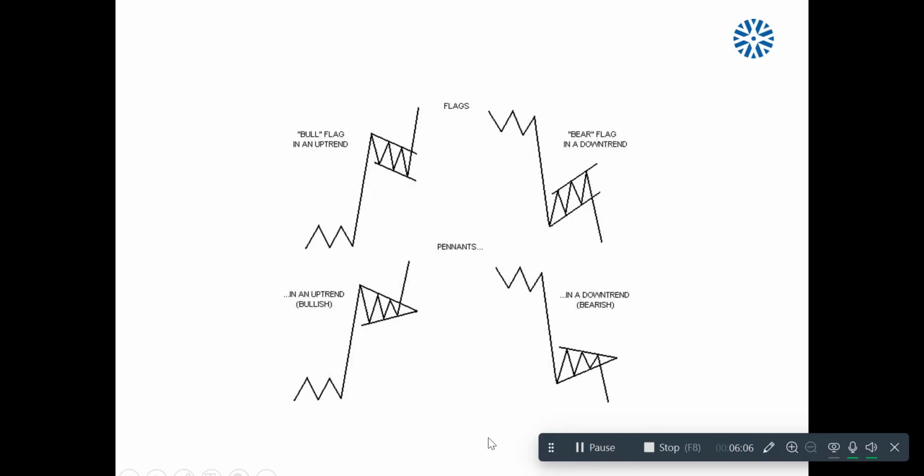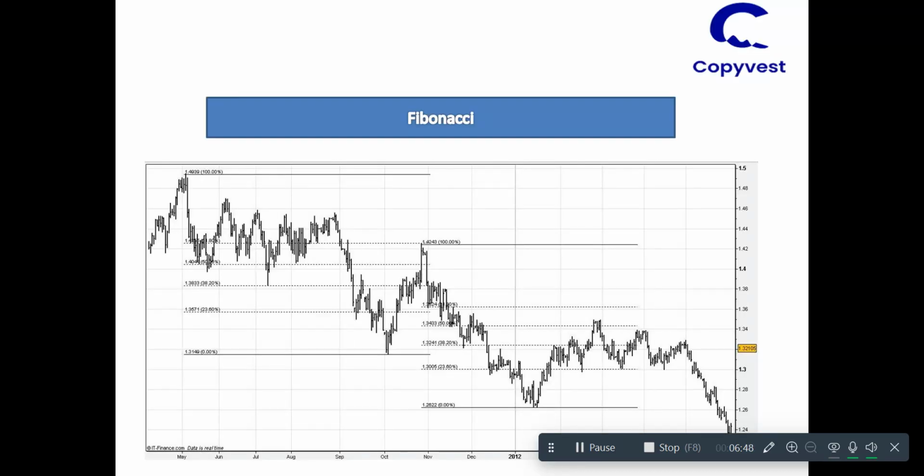This is a flag. For example, in an uptrend, you find a pattern like this. Price has the tendency to break above the flag, and this is for a downtrend. This is a bull flag, this is a bear flag. Price has a tendency to break downwards. In an uptrend, this is a pennant. Some people argue that pennants and triangles are the same thing. You see a bullish uptrend, price breaks above pennants, and with bearish pennants, you see price continuing down like that.